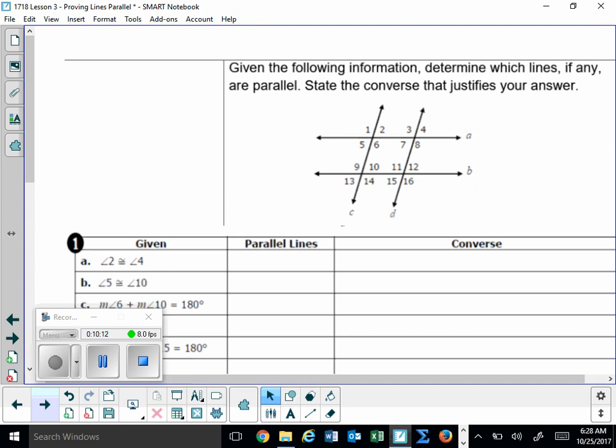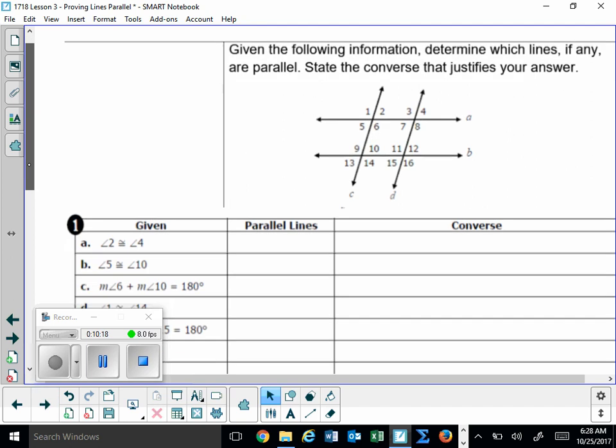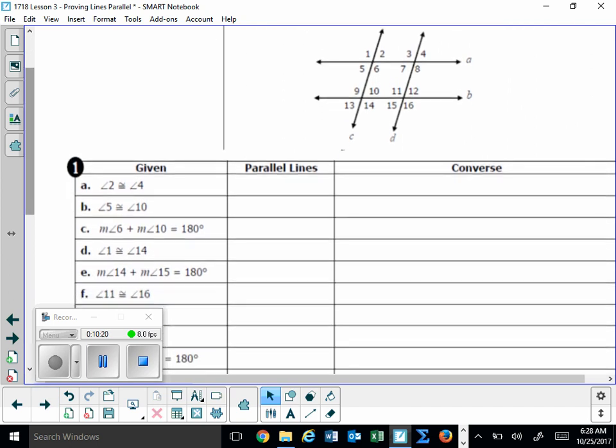All right, so we're going to determine which lines, if any, are parallel and state the converse that justifies our answer. Okay, angles 2 and 4. You know I like to bring my transversals clearly into focus. I'm going to make each one of these a different color.